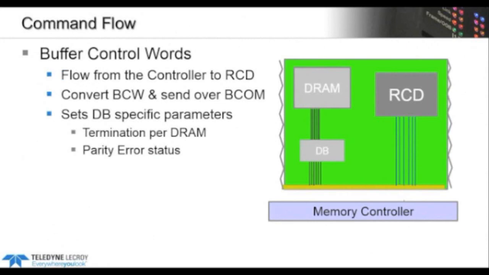So again, just to review that one more time, because it is confusing. The buffer command data flow: the host is going to want to change a parameter, typically at boot up. It sends the MRS7 to the register. The register sees that it's an MRS7 with the address bit set to 1. So it's a buffer command. It's not meant for me. It converts it to a BCW and sends it out the BCOM bus to the data buffer. The DB writes it to the function space to complete the command.